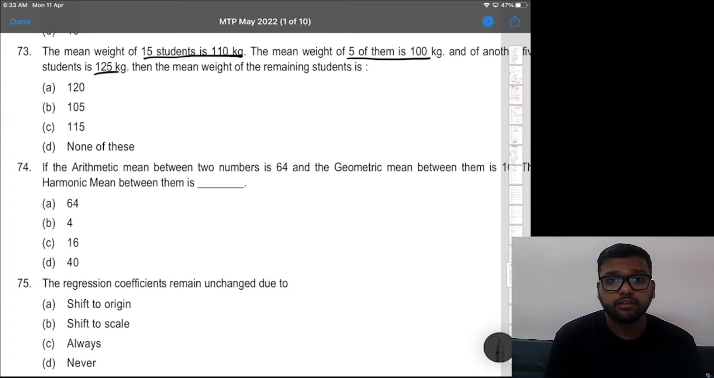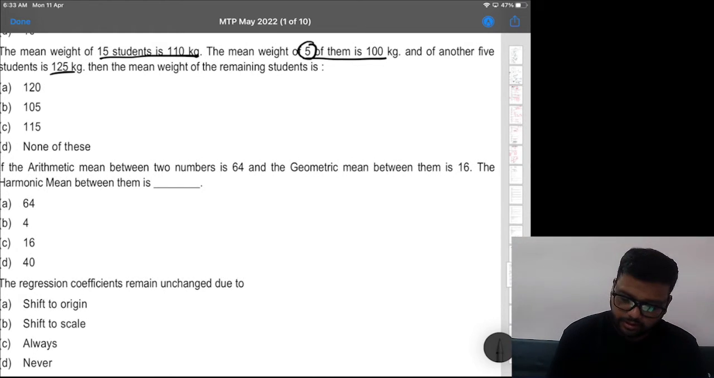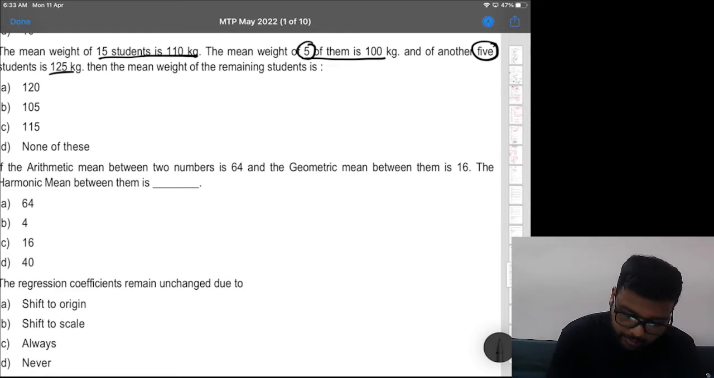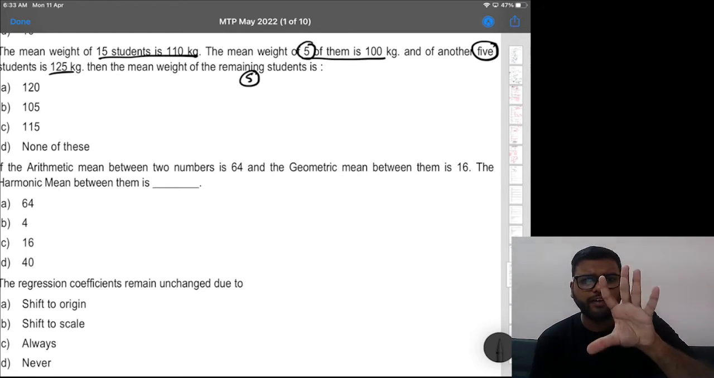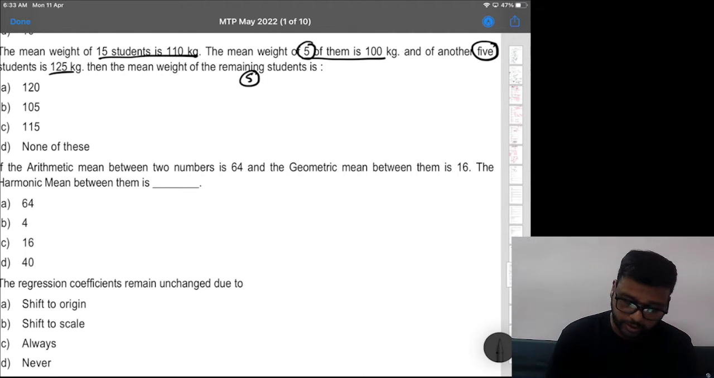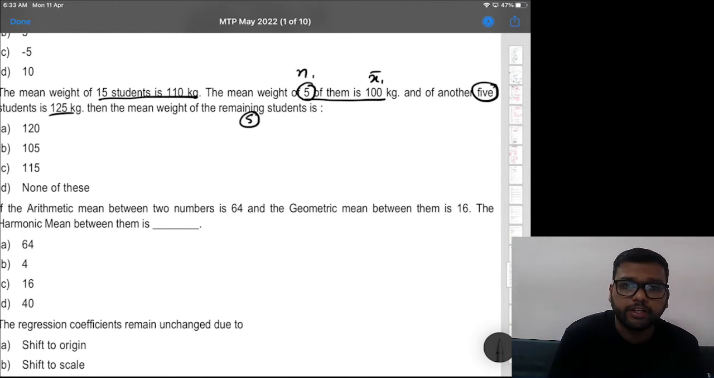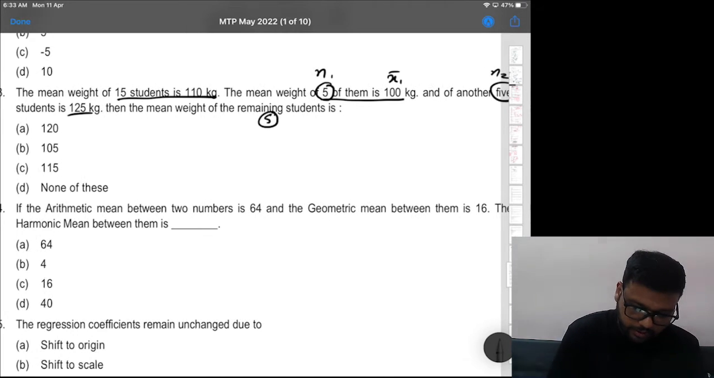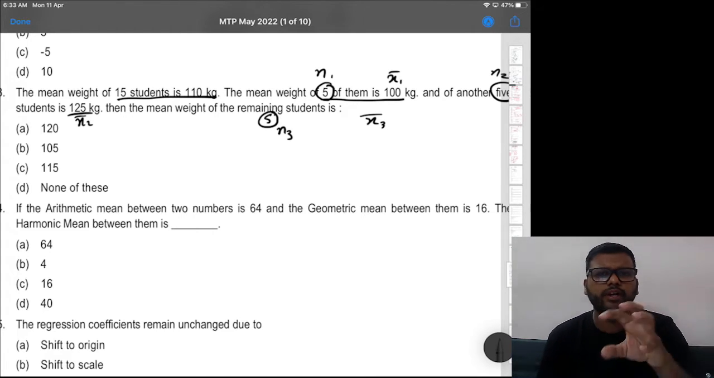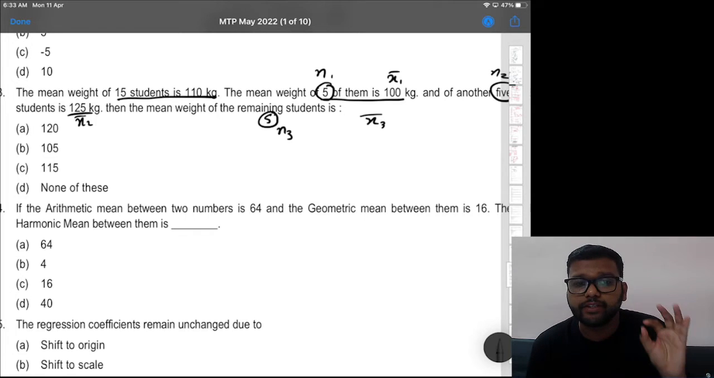Understand? Again, always try to think of shortcuts. They have given us the weight of 5 of them as 100, another 5 is 125, and the remaining 5 they have asked. All are 5, 5, 5 students. Now this is x1 bar, this is n1, right? This is n2 and this is x2 bar. Similarly, this is n3 and we want x3 bar. So we want the average of the third group. If the number of observations in each group is the same, 5, 5, 5, then we don't need to go to weighted average, we can take simple average.